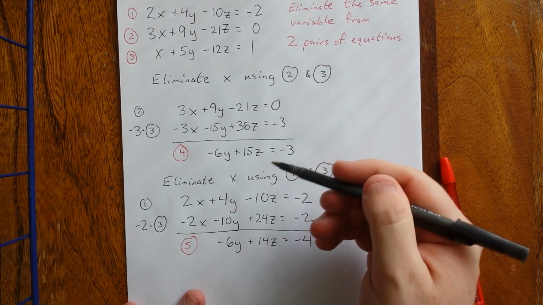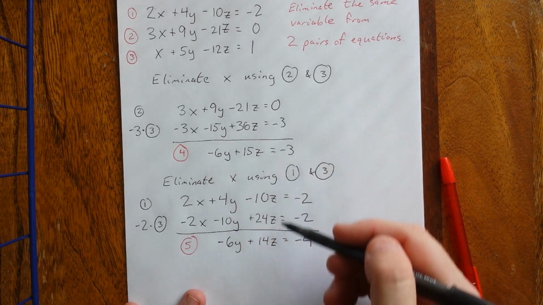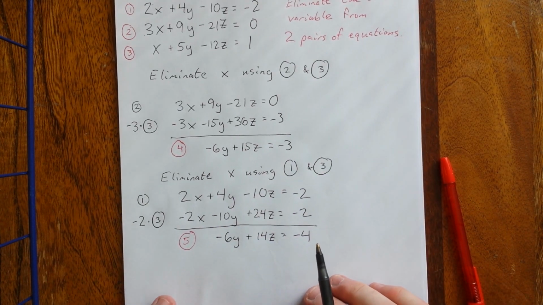So now, equations 4 and 5 create a system of two equations with two variables. I'm going to recopy these down over here.